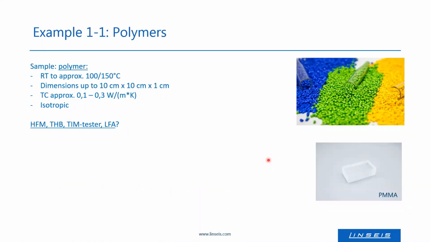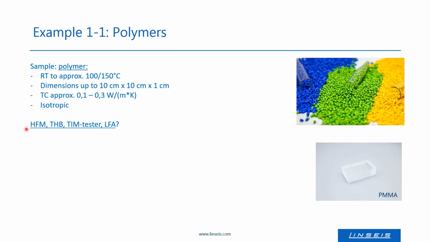So let's do a couple of examples. Let's first consider a polymer. Polymers are used in a temperature range usually from room temperature to a temperature below the melting temperature, so 100 or 150 degrees. We can prepare quite big samples. We know that the thermal conductivity of a polymer is usually in the range of 0.1 to 0.3 watt per meter Kelvin. And our polymer is isotropic.